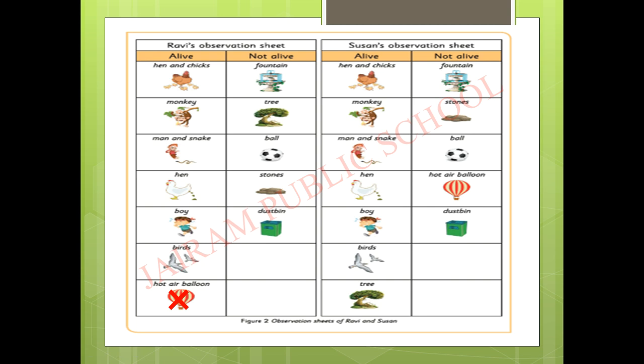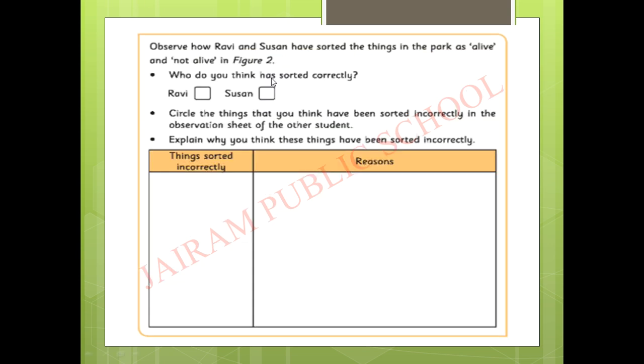So what are the mistakes done by Ravi? Hot air balloon he has marked as alive and tree he has marked as not alive. Now who do you think has sorted correctly out of Ravi and Susan? Who has marked the answers correctly? Yes, exactly. It is Susan.